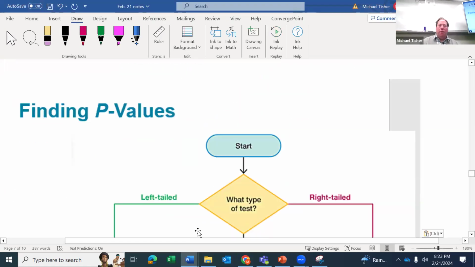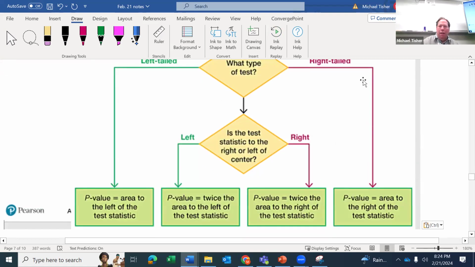So this flowchart will tell you how to find the p-value. We'll start, and then what type of test do we have? Is it left or right? It's right. So we'll go down here, and it says here that the p-value is area to the right of the test statistic.